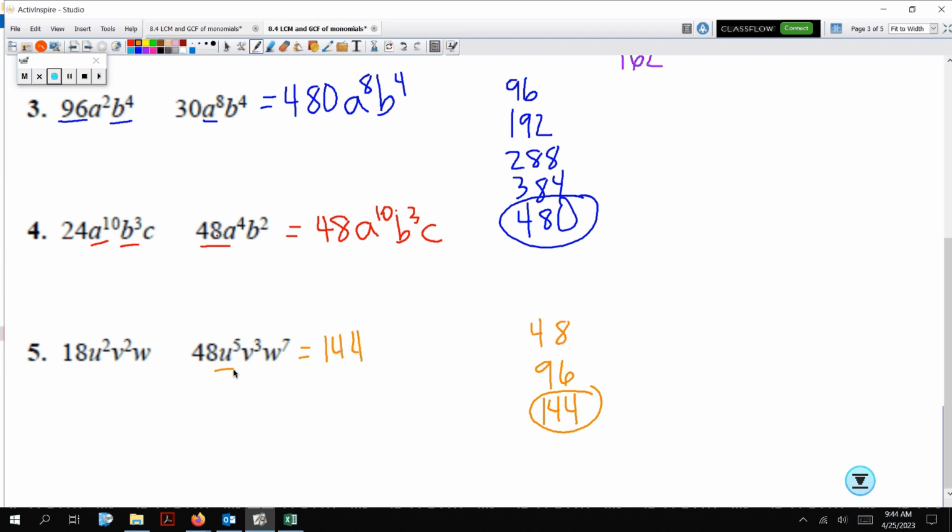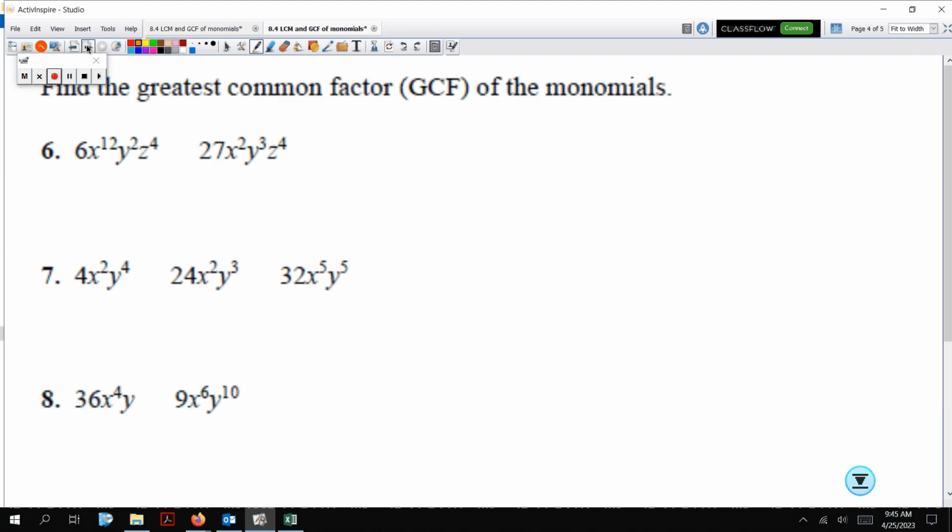Then I take the highest exponent, so u to the 5th, v to the 3rd, sorry about my pen here, and w to the 7th. All right, 144, u to the 5th, v to the 3rd, w to the 7th is my LCM of those two monomials. All right, that's LCM. Let's check out GCF. All right, greatest common factors. Factors are little pieces.